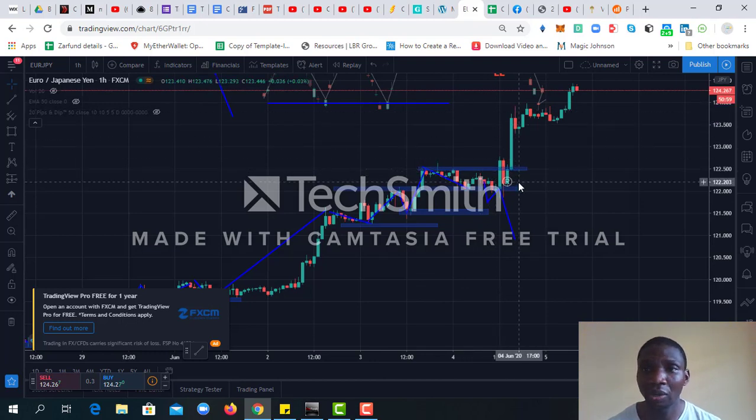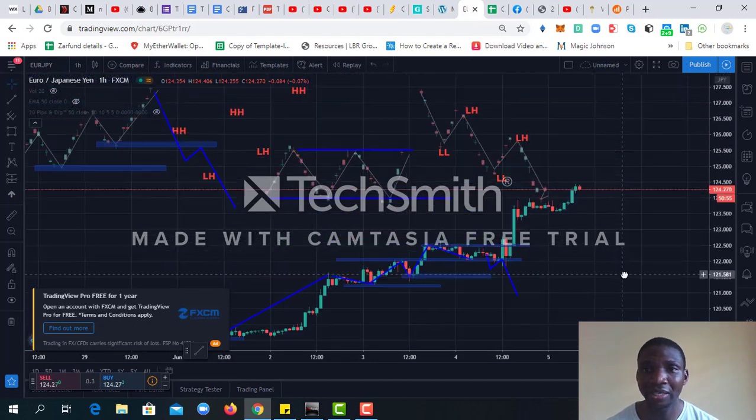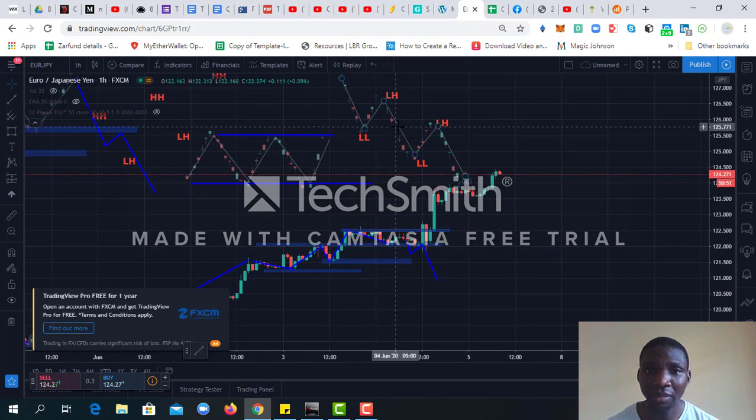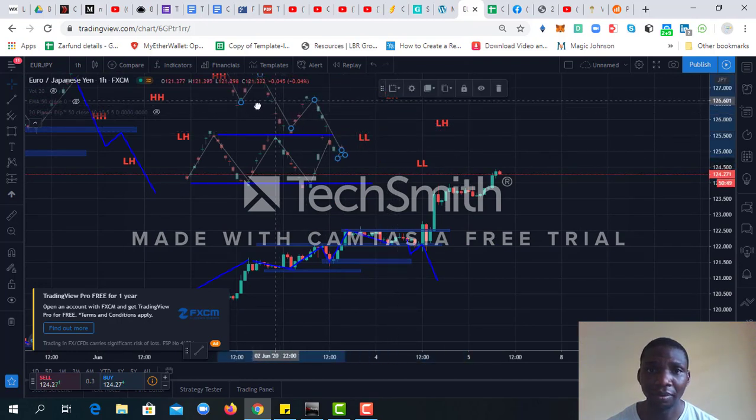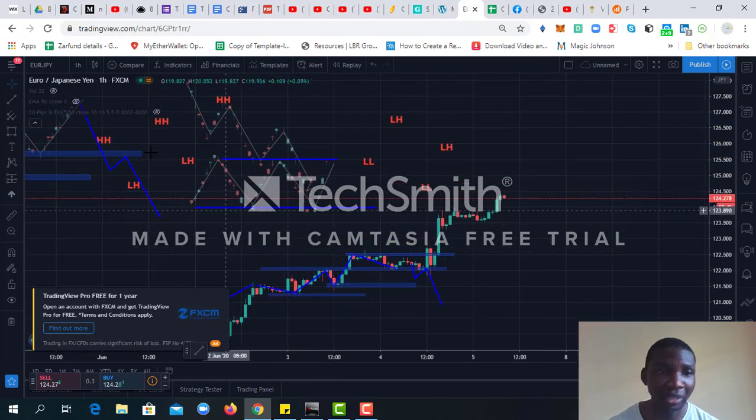Now let's look at the current structure. What are we looking at? What are we expecting to happen right now? So let's mark the structure again.